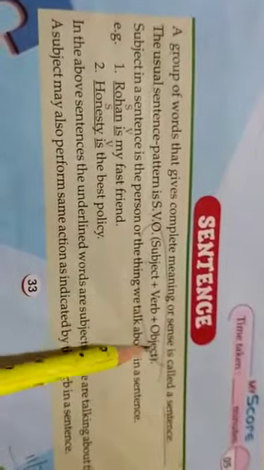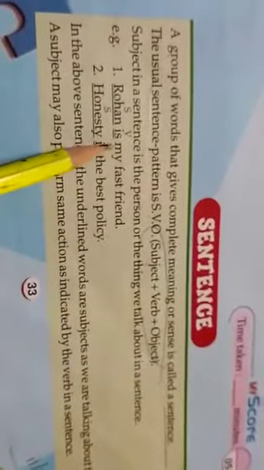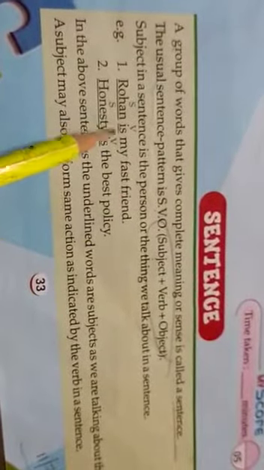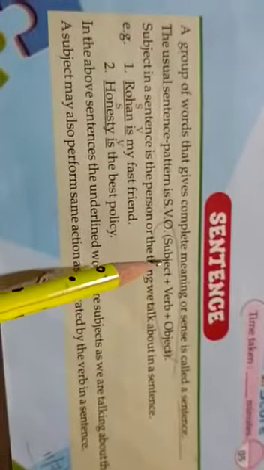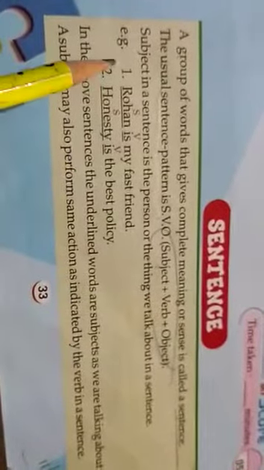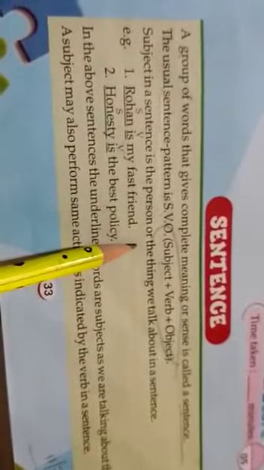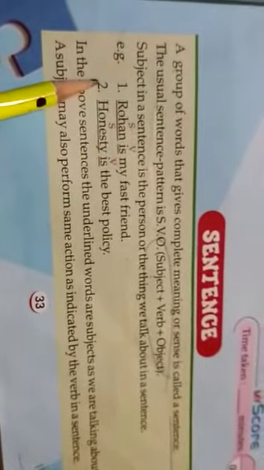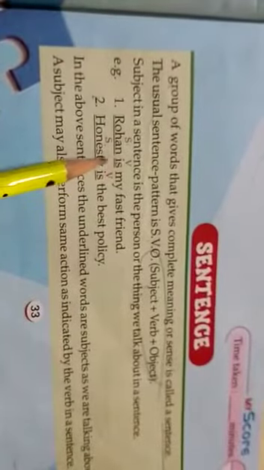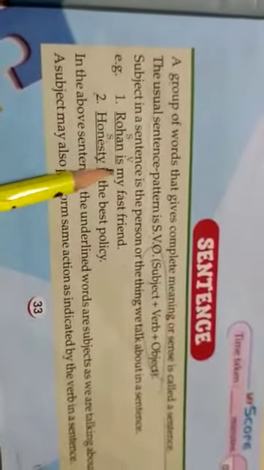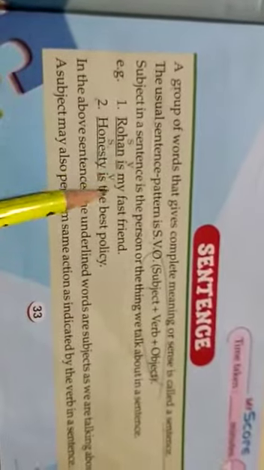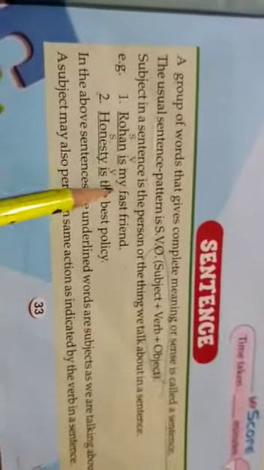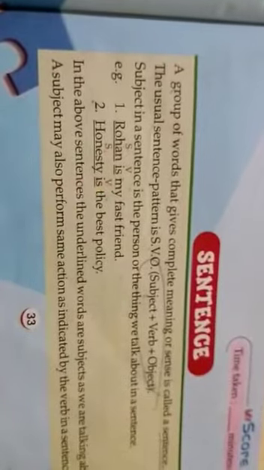Subject in a sentence is the person or thing we talk about in a sentence. For example, Roshan is my best friend. So here Roshan is the subject. Second, honesty. Honesty is the best policy. So here honesty is the subject, and 'is' and 'is' here are verbs, which are usually known as auxiliary verbs and helping verbs too.